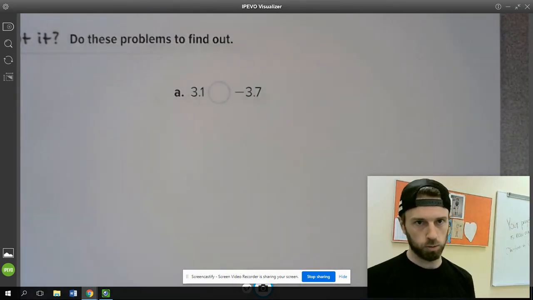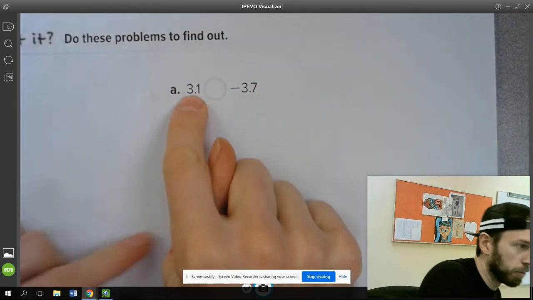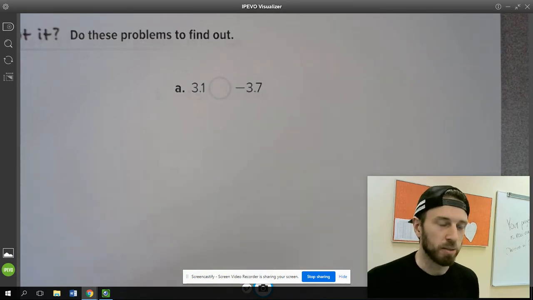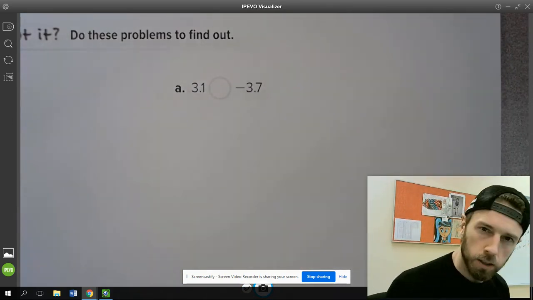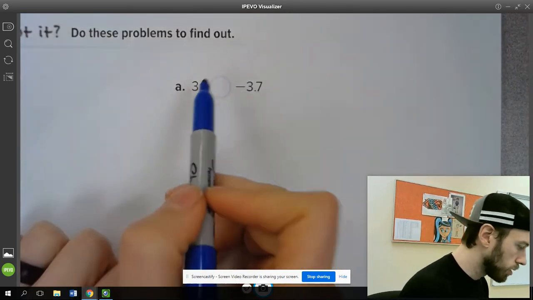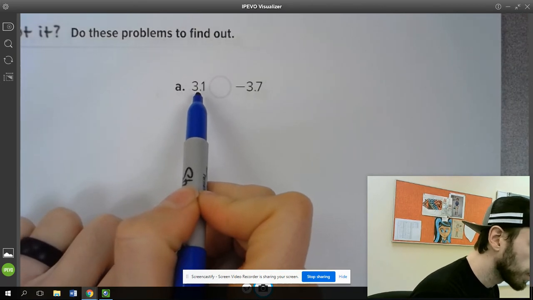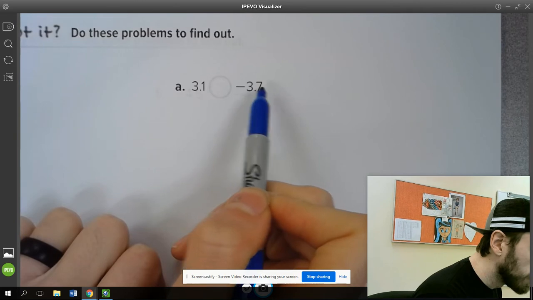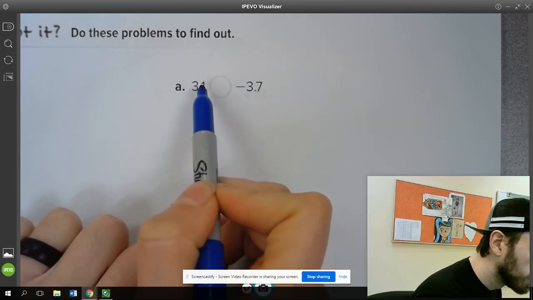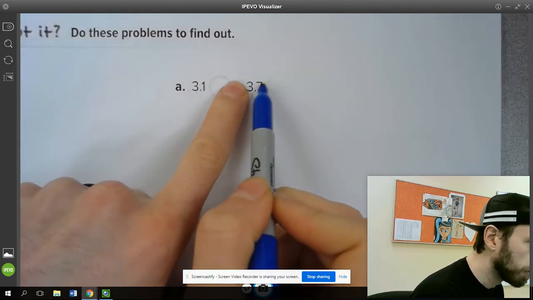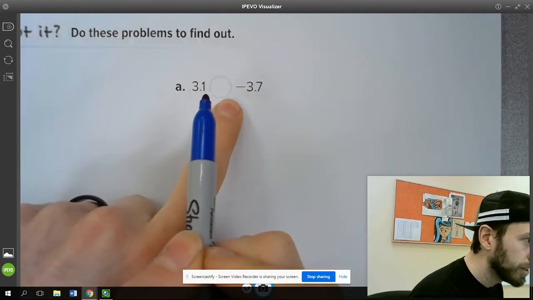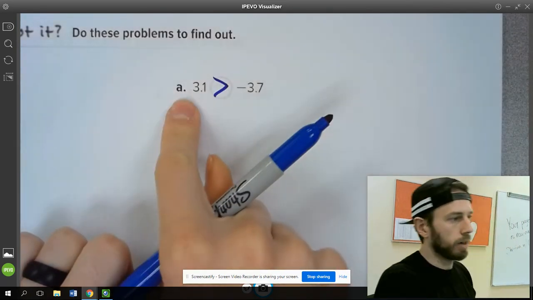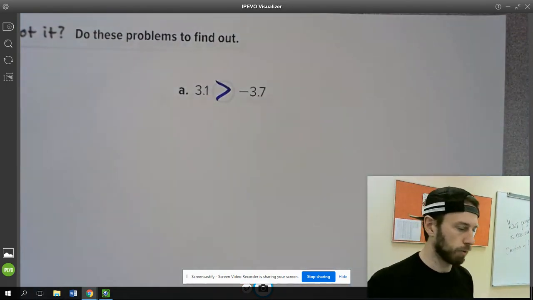Right off the bat, I know the answer to this one. I already know that number's bigger because that one's negative. This one's positive. I know positive numbers are always bigger. So the way I would read this sentence is 3 1/10 is greater than negative 3 7/10. I know this is greater. If there wasn't a negative sign, right, that one would be bigger. But there is, unfortunately, it's a totally different number. So we would say this one is greater, and that's the greater than sign right there. 3.1 is greater than negative 3.7.